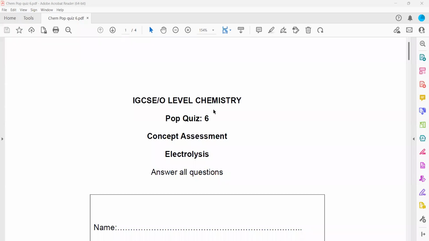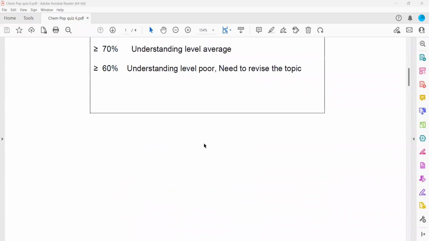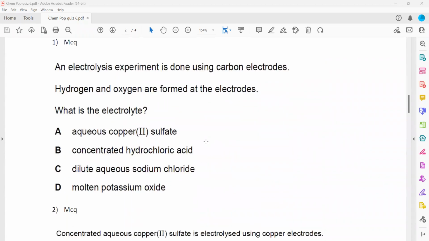So this one is pop quiz 6, which is related to the topic electrolysis. In the first question, an electrolysis experiment using a carbon electrode, meaning an inert electrode, hydrogen and oxygen are formed at the electrodes. So what is the electrolyte?